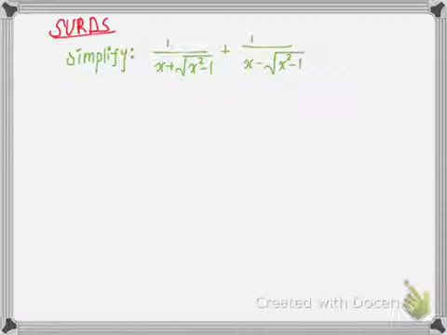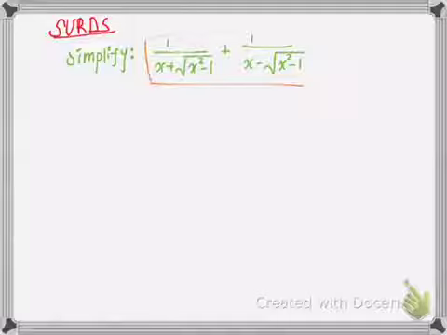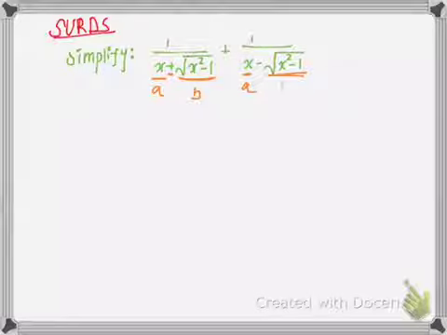Hello, let's try to simplify another question from Surds. This is our question, and we can interpret this term x as a and the term after the positive sign, that is root x squared minus 1, as b. So I can write here a and I can write this term as b.